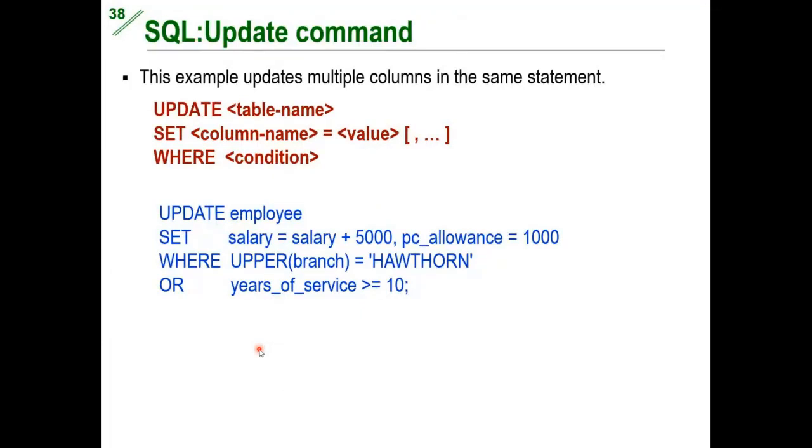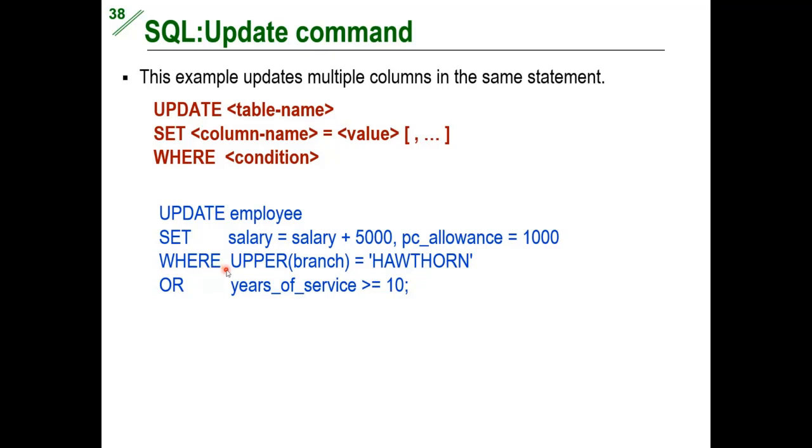Right, so this example gives you an example of updating multiple columns. Here I am updating the employee table, so UPDATE employee, but I am updating multiple columns, right? So what are the columns I am updating? I am updating a salary column, right? I want to increase the salaries by $5,000. So salary equals salary plus 5,000. And also I want to give some allowances to certain employees. So my column called PZ allowance increased by $1,000. But I don't want every employee to get these salary hikes and the PZ allowance, I want only certain employees.